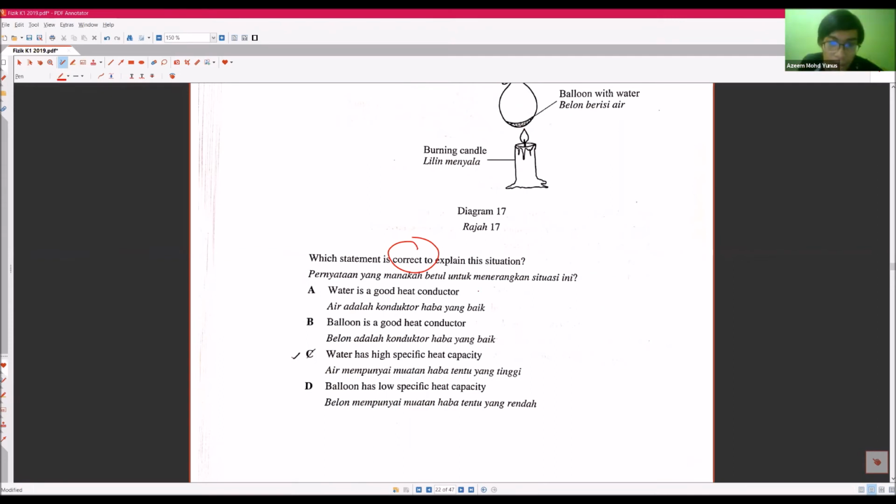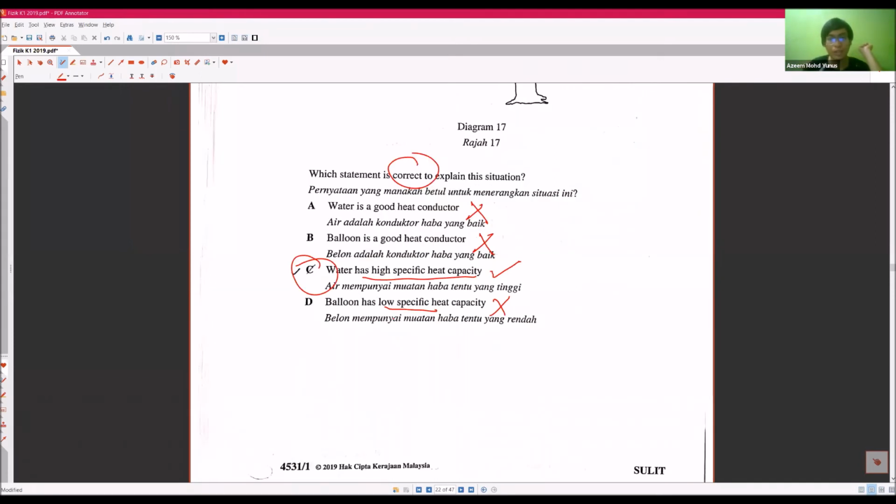So water is a good heat conductor, wrong. The balloon is a good heat conductor, wrong. Water has high specific heat capacity, yes. Balloon has low specific heat capacity, true, but it's not going to explain the situation. No, this is wrong because the balloon has a high specific heat capacity as well, but it's not as high as water. Lower specific heat capacity is true. So the answer is C. It's not "low", low is usually used for metal, but the balloon has lower specific heat capacity than water. That is true.